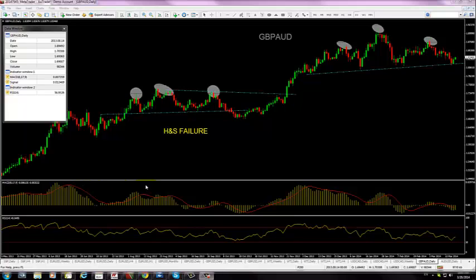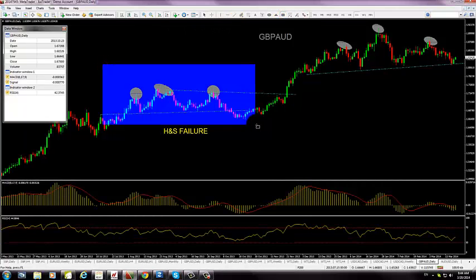Hi, in this video I want to talk about head and shoulders and head and shoulders failure. I'm looking at the GBP Australian dollar daily chart, and I'm looking at this area. It was formed during September, beginning of October 2013. The neckline was broken here.